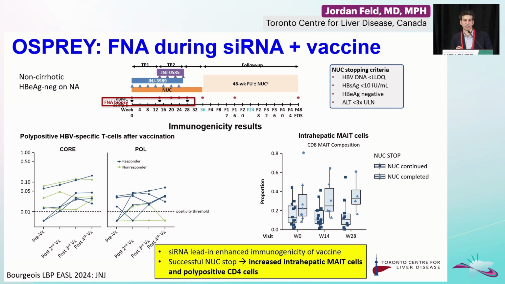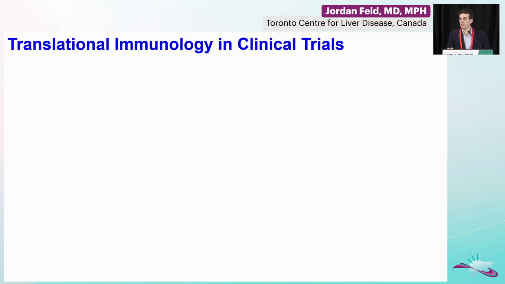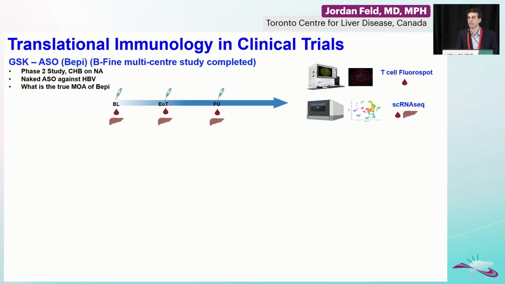And here's just an example where it was done, again from J&J, with an siRNA plus the vaccine, and you can see that here by sampling in the liver, you do see that some of the patients who were able to successfully stop their nuke did have a different profile of these polypositive CD4 T cells in the liver, as well as an increased number of MAIT cells in the liver on the sampling that was done, again with an FNA, and you can see that that was done serially before and then after vaccination.